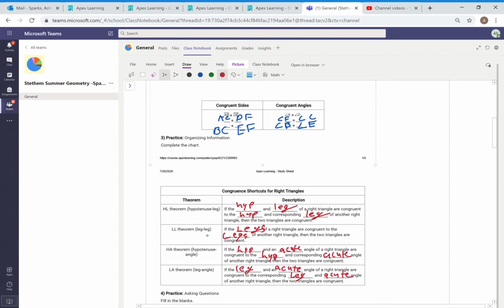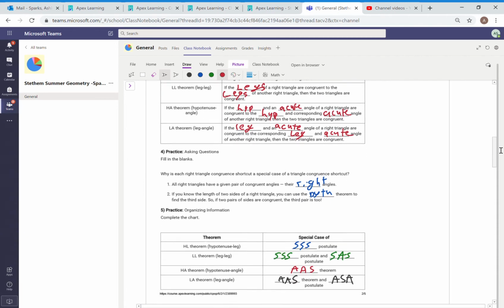The leg-leg theorem: if you know both the legs, so you don't know what the hypotenuse is, but you know the legs match, then our triangles are congruent. Hypotenuse angle: if you know the hypotenuse, the longest side, and one of the smaller angles, the 90 degree does not count here. The 90 degree doesn't really count in any of these. So you want one of the acute angles. Or the leg angle. So if you know one of the short sides and one of the angles that's not 90 degrees, that also works.